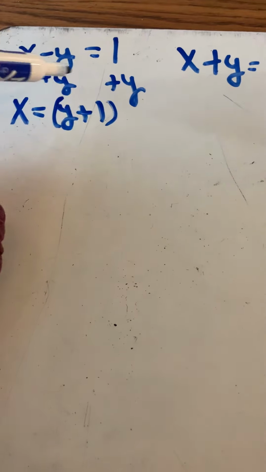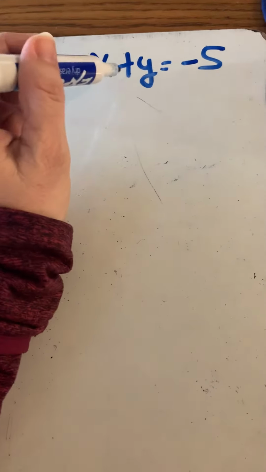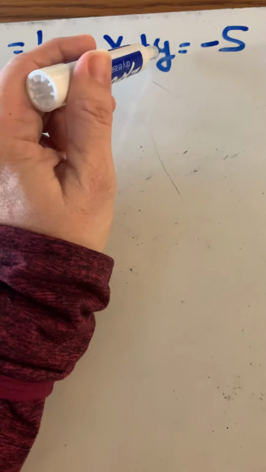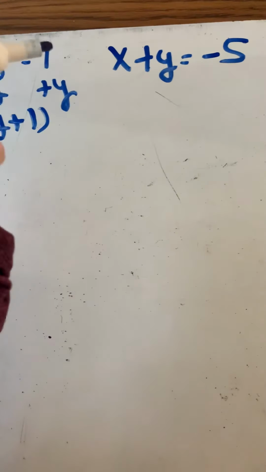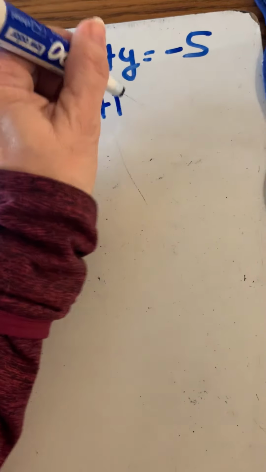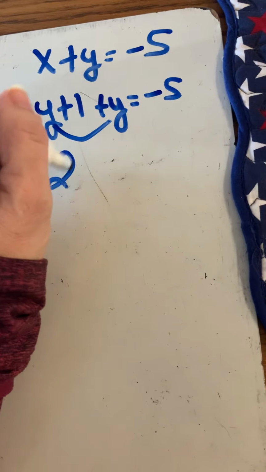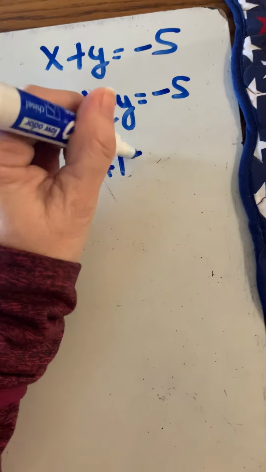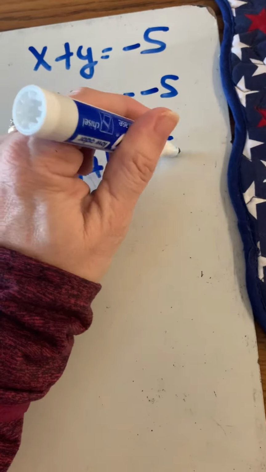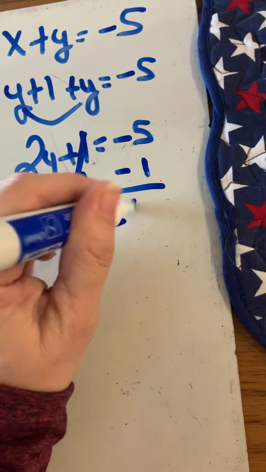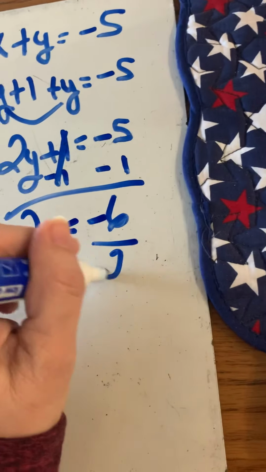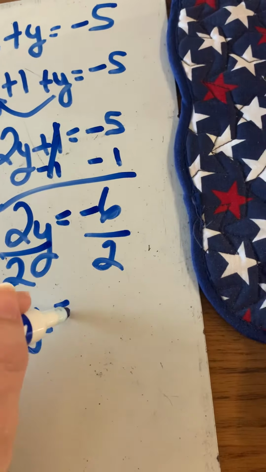And I'm going to take the value of y plus 1 and plug it into this value of x. So I have basically y plus 1 plus y equals negative 5. Combine my y terms, so I have 2y plus 1 equals negative 5. If I subtract 1 from both sides, I've isolated the variable term: 2y equals negative 6. Divide both sides by 2, so y equals negative 3.